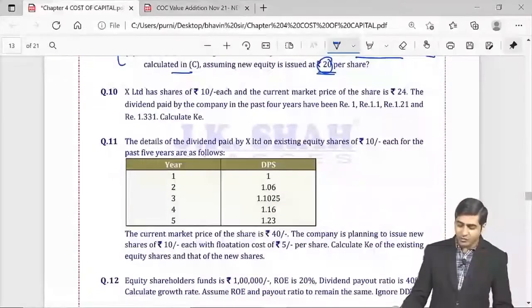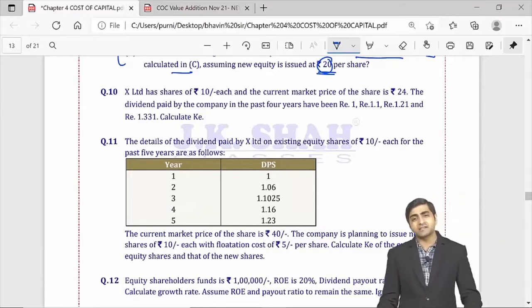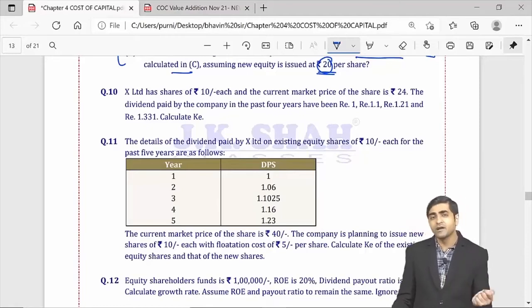Now my dear students, coming to question number 10, a very easy question. Past year dividends are given to you, and whenever past year dividends are available, these are growing at a constant rate. So we have the growth rate available. So you can calculate KE using the dividend yield growth approach.